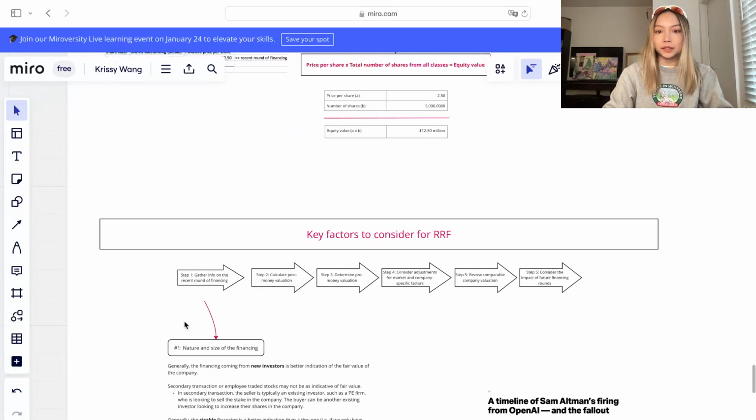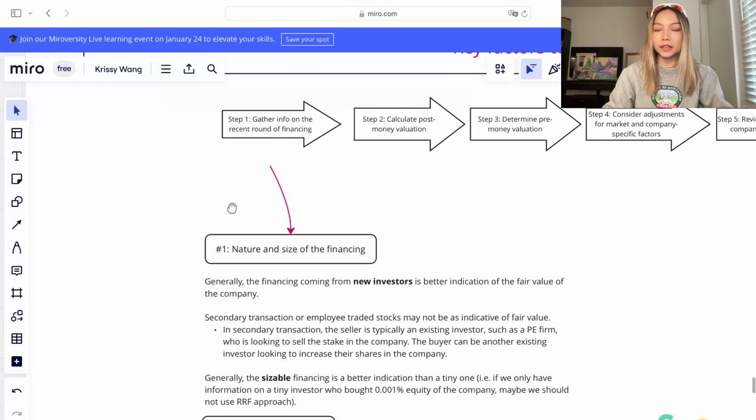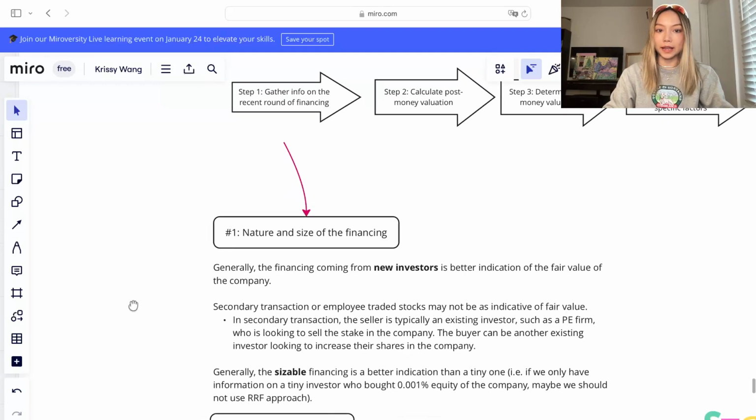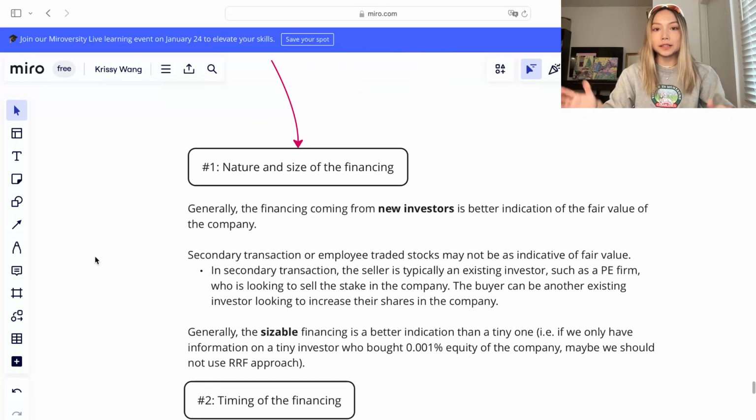Key factors to consider for RRF. There are 3 things I want to highlight. They're definitely not the only 3 factors for using the RRF approach, but I think those are 3 really important ones I want you to really understand. First is the nature and size of financing.